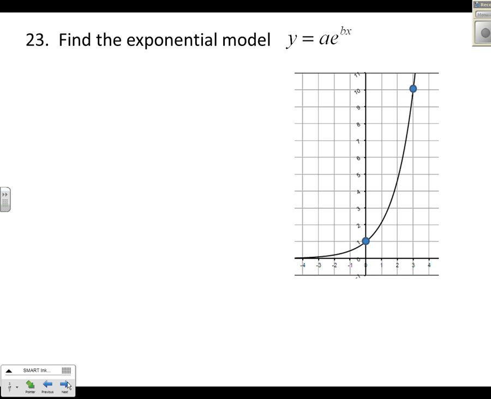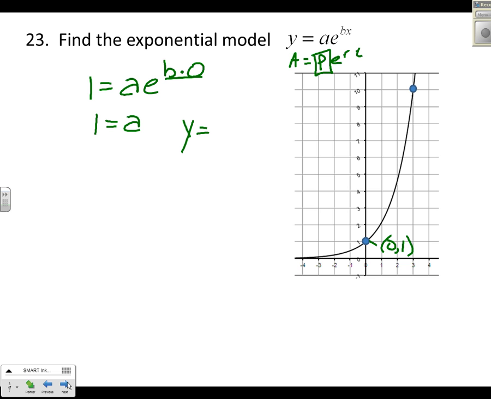Find the exponential model, y equals. This is not so different than amount equals P e to the rt. It's really kind of the same formula. And what we learned is that P is our starting amount, or in other words, at this point, excuse me, that's not 1, 0. At this point 0, 1, right here, when x is 0, I get 1 for y. So 1 equals A e to the b times 0 for x, or that is 1 equals A, and e to the 0th is 1. So A is 1. So far I know my formula is y equals 1 e to the something times x. I just need to find b.